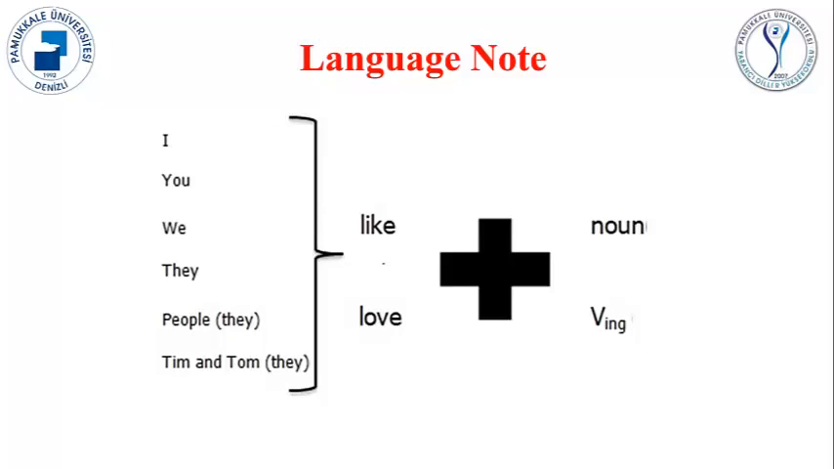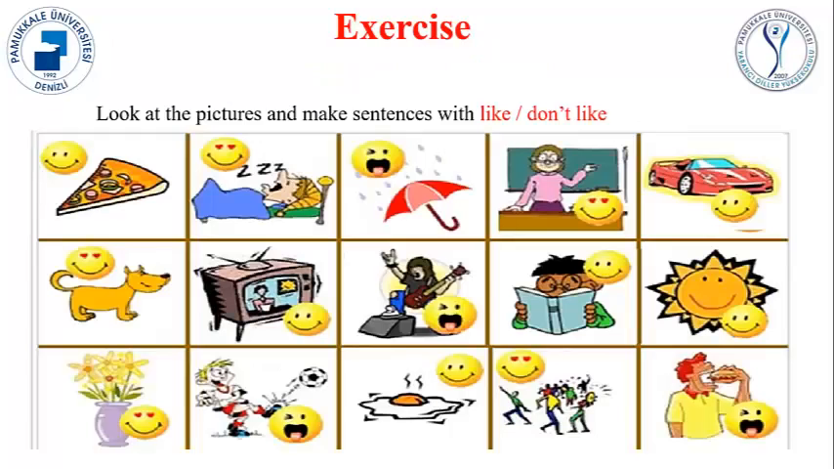When you use like and love with a noun, you don't do anything. You can use whatever kind of nouns you want. You like apples, I love tea. But when you want to use a verb with like and love, be careful. You have to use ing at the end of the verb.